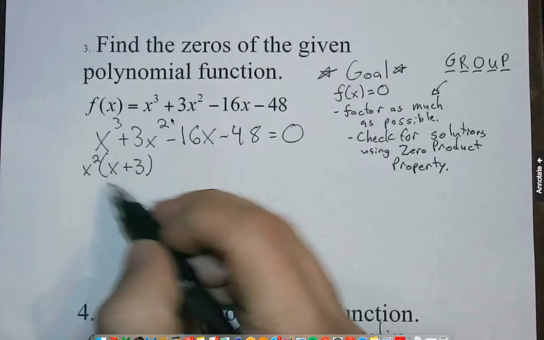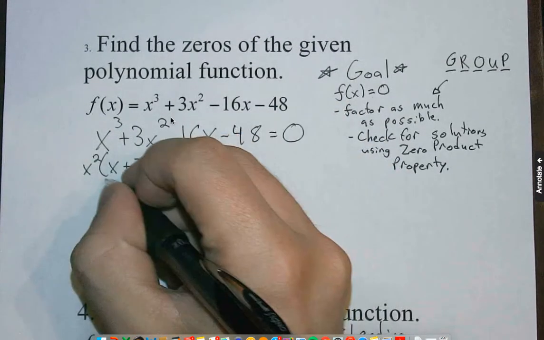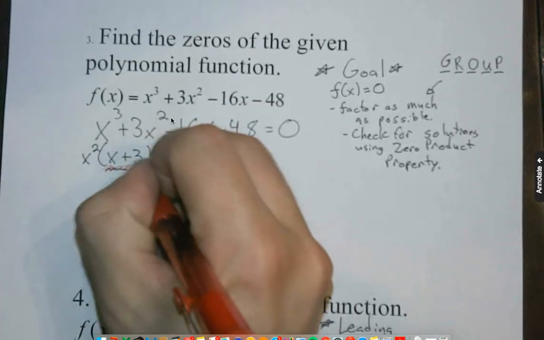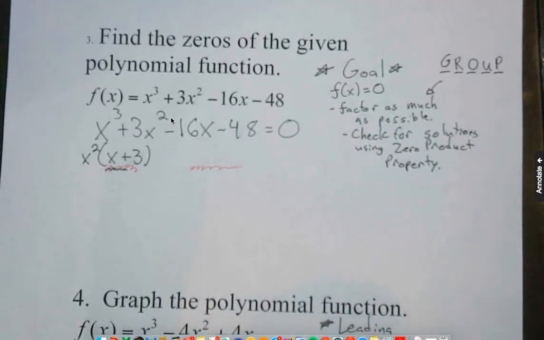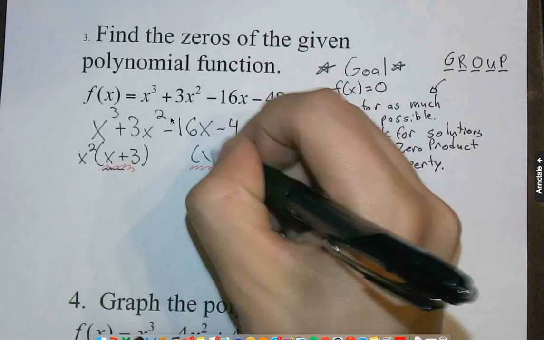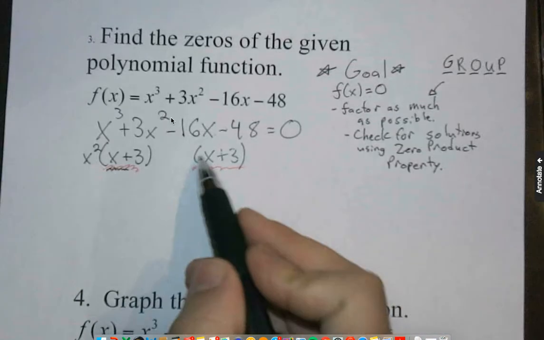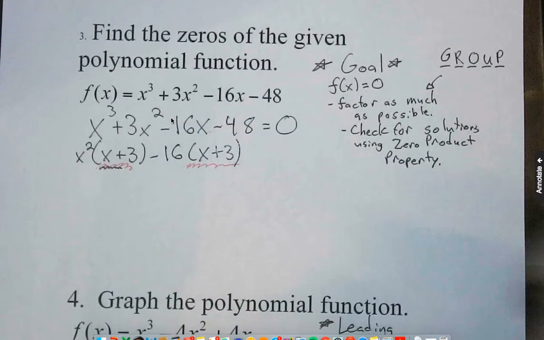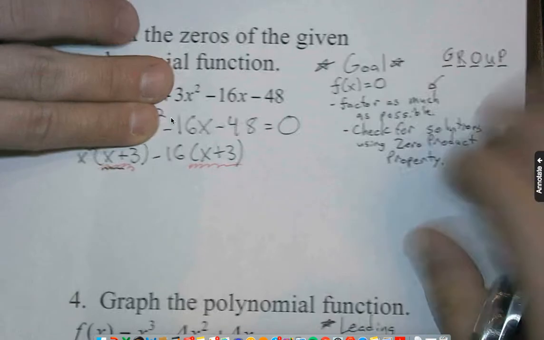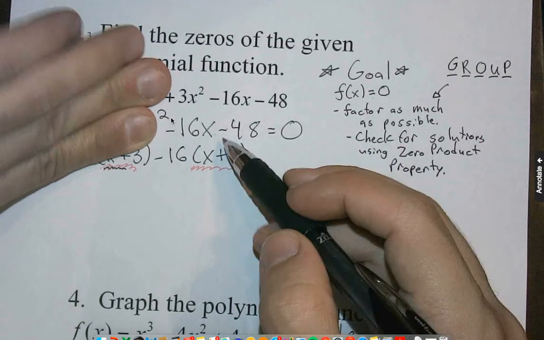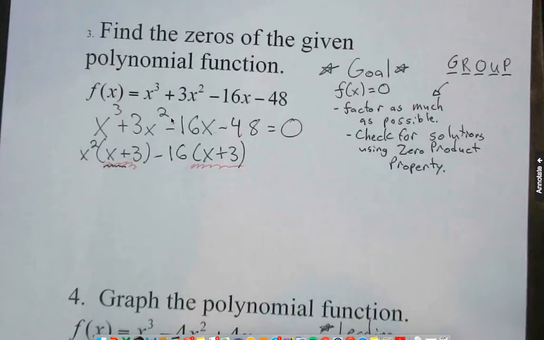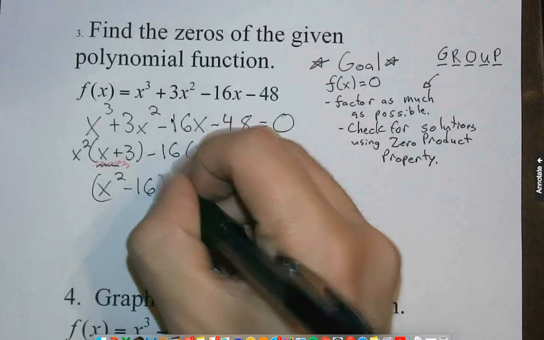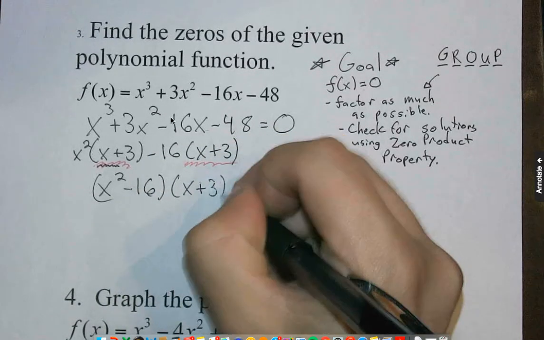We know that if we're confident and we did this correctly, this binomial seen here, I'll show this in red, should appear again over here when we take the greatest common factor for the next 2 terms. So this also has to be x plus 3. The greatest common factor that would have to work in this case is negative 16. So negative 16 would be the greatest common factor for these 2 terms here, negative 16x and negative 48. So we'll take that out. We can then rewrite this as x squared minus 16 times x plus 3 equals 0.